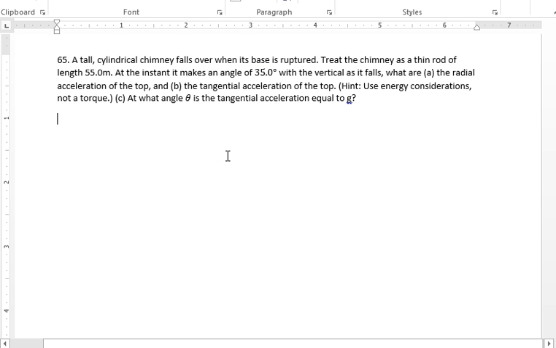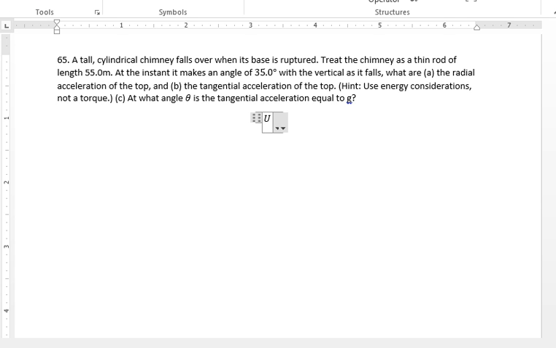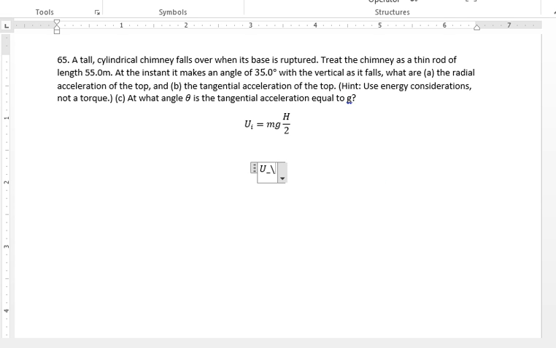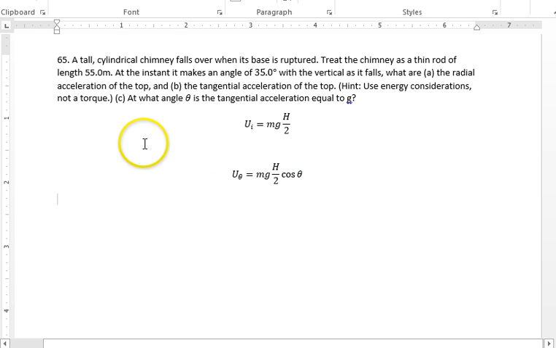So what do we start with? We start with potential energy equal to the mass of the thing times acceleration of gravity times the location of its center of mass, which is at half the height. So this is the initial potential energy. Now, potential energy is a function of the angle theta we just went over. That's mg times h over 2 times the cosine of theta. So eventually the potential energy goes to zero.